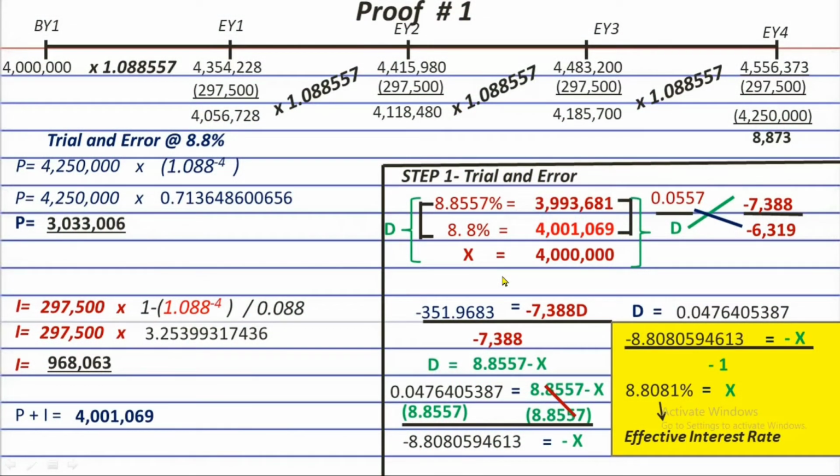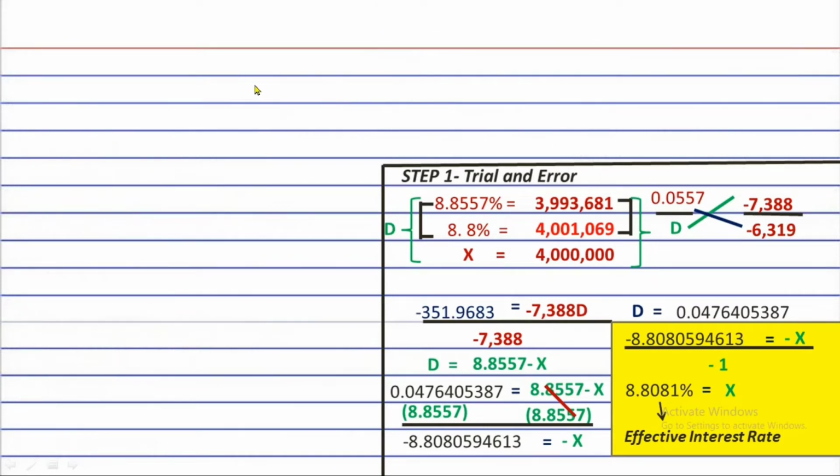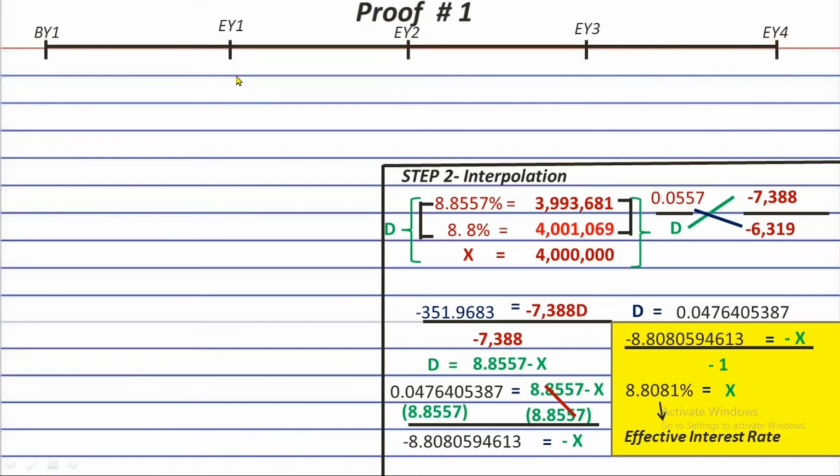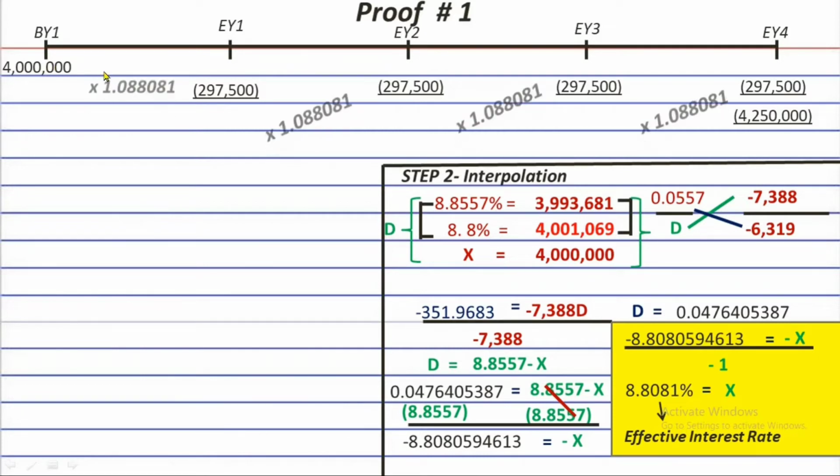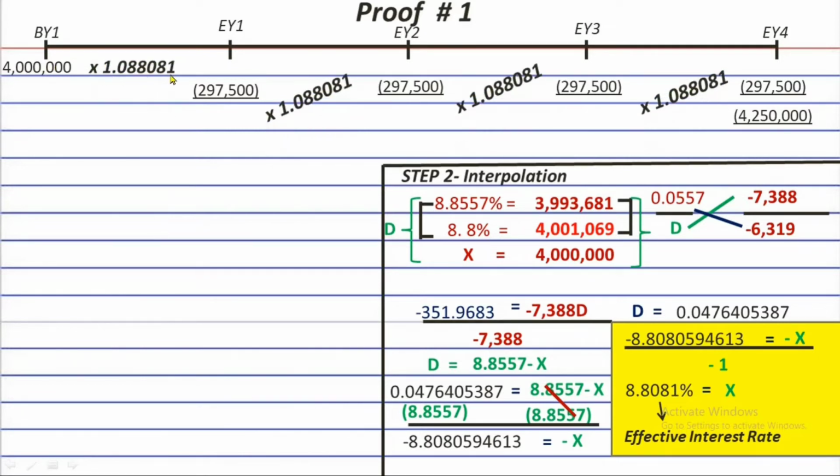So, let's check first using the timeline analysis. Okay? So, here's the timeline. And these are the interest payments. And of course, we have here the principal payment at the end of the fourth year. And of course, we also have the proceeds, or the present value of 4 million right here. And again, we know that debts and receivables grow as time passes by, right? So let's multiply the payable every year by 1 plus interest rate. And we will have times 1.088081 for 4 years. Okay?